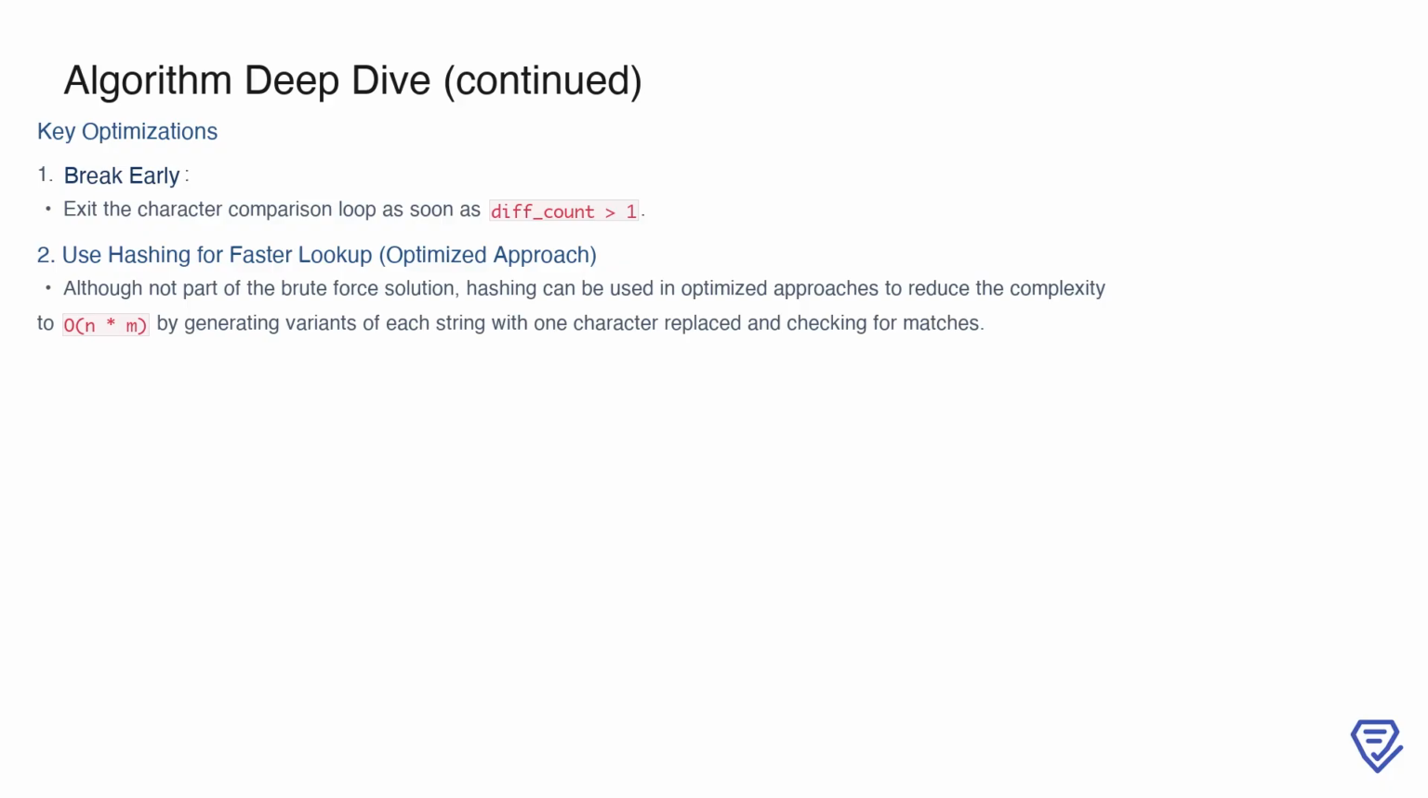Another more efficient strategy involves using hashing. In this optimized approach, we generate variants of each string by replacing one character at a time with a wildcard or placeholder. These variants are then stored and checked for matches in a hash table. This reduces the time complexity to O(n*m) by eliminating the need to directly compare all pairs. While this optimization isn't part of the brute force solution itself, it's a powerful technique to handle larger inputs more efficiently.